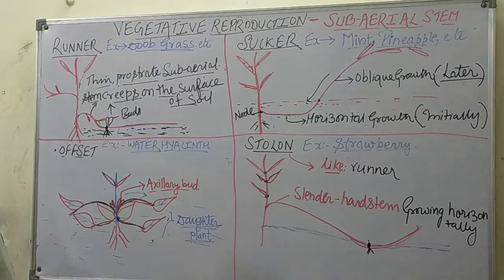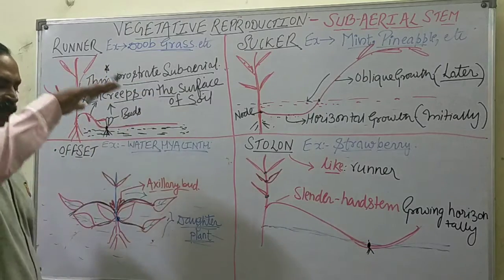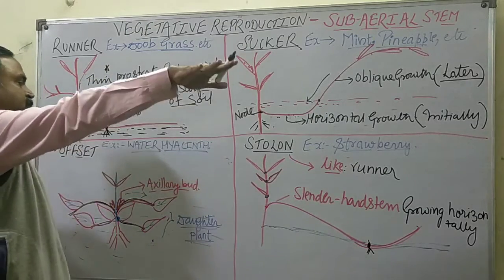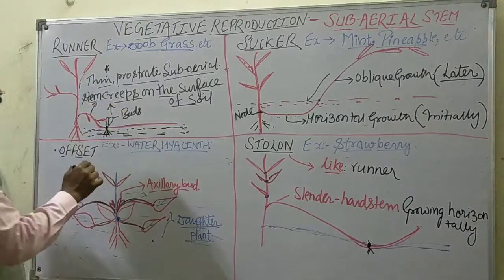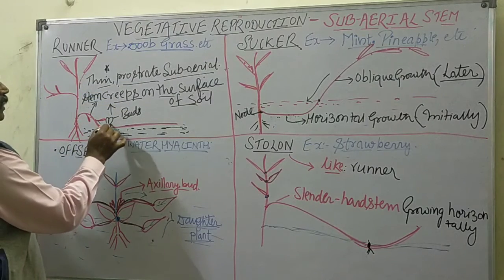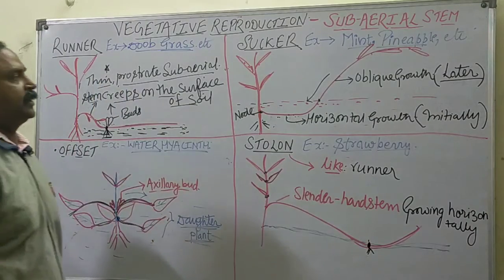Clear, students? So this is the main line. A thin prostrate subaerial stem falls on the soil and creeps. And the part where the node touches the soil strikes adventitious roots, and the upper part produces buds that develop into a new plant.